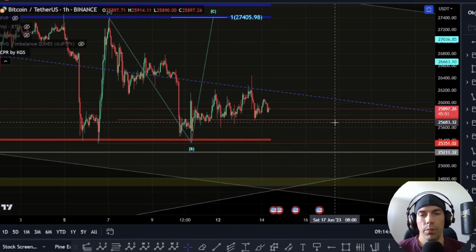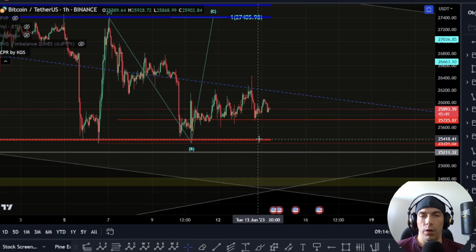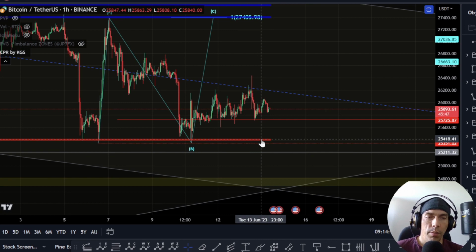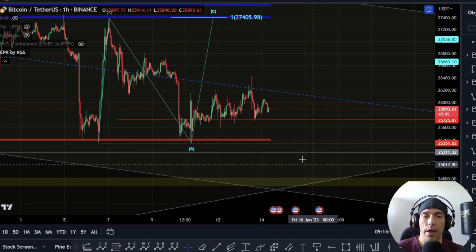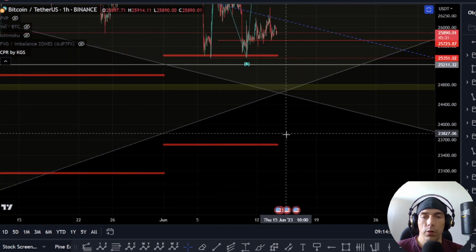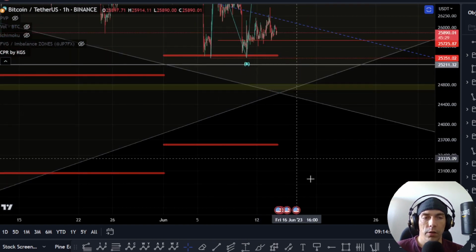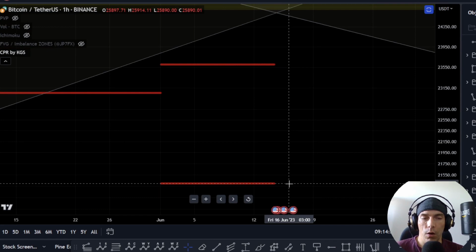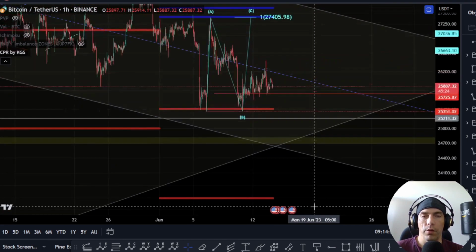Looking at the monthly CPR, we can see that we are currently still above the R1 line. If we did move back down here, I'd be keeping an eye on this 25,418 as a potential zone that we could look to retest. Now, alternatively, if we look to break down, we have the R2 line sitting here at this 23,604. We have the R3 line at this 21,397.